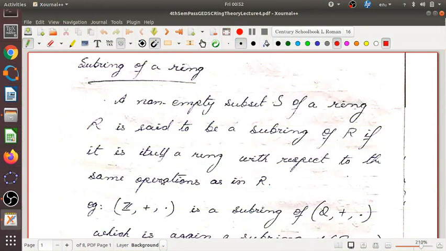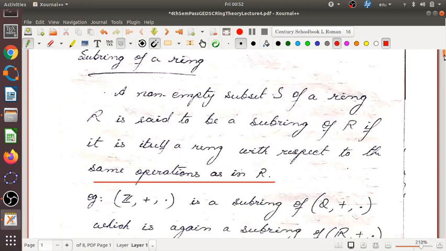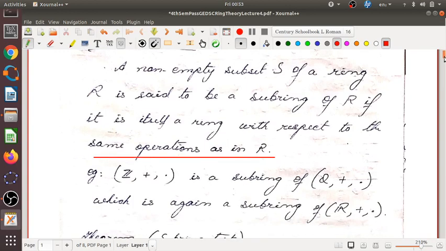A non-empty subset S of a ring R is said to be a subring of R if it is itself a ring with respect to the same operations as in R, right? So with respect to the same operations in R, if a non-empty subset is also satisfying all properties of the ring, then it is called a subring of R.